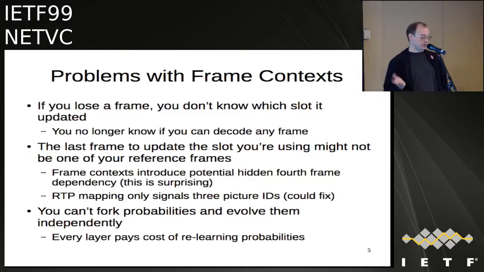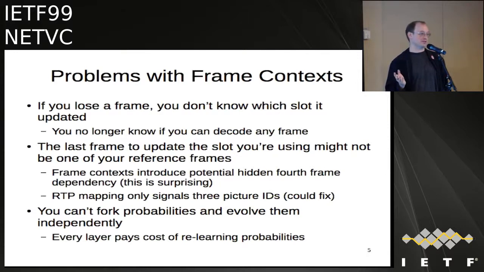So there are a couple of ways that we could handle this, but basically what's happening here is we've introduced this potential hidden fourth frame dependency, and for people who are designing RTP mappings, this is surprising because everybody thinks, oh, I told you what reference frame to use. That's all you needed to know, right? But actually there's this extra mapping, and extra dependency in the RTP mapping only signals three picture IDs.